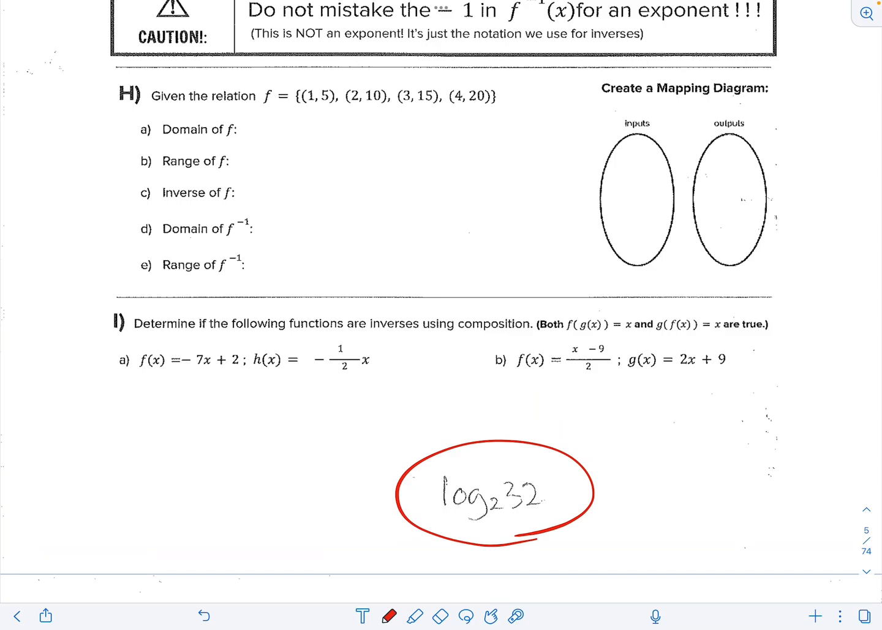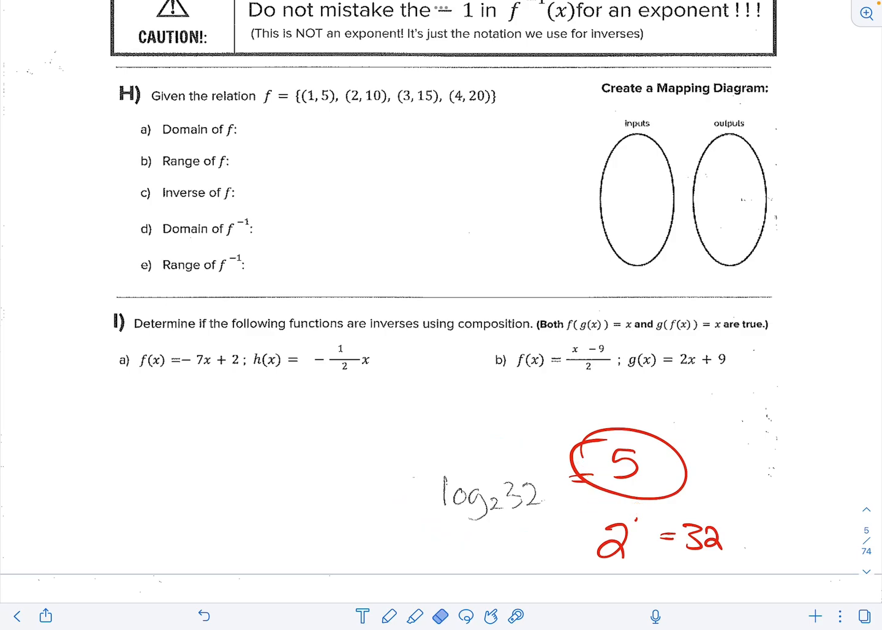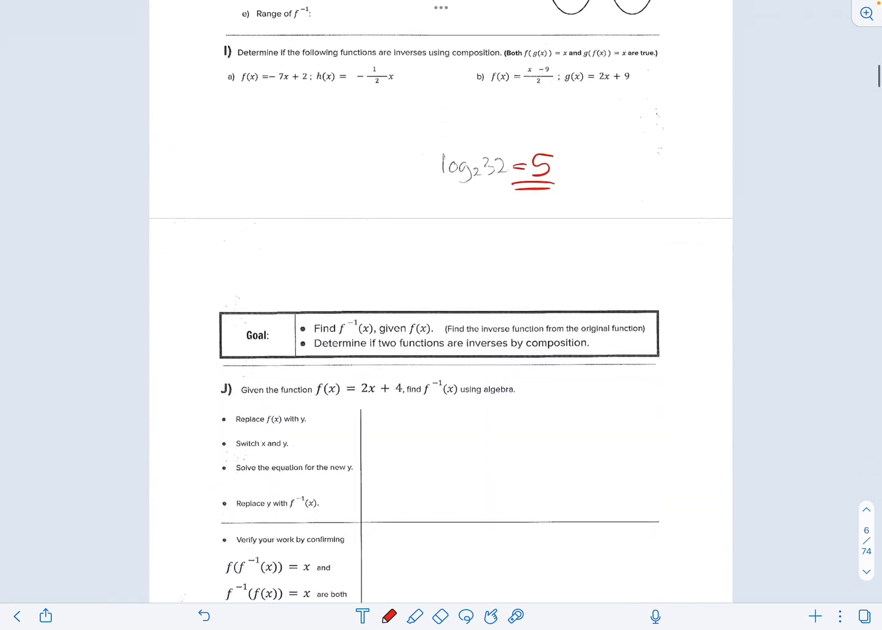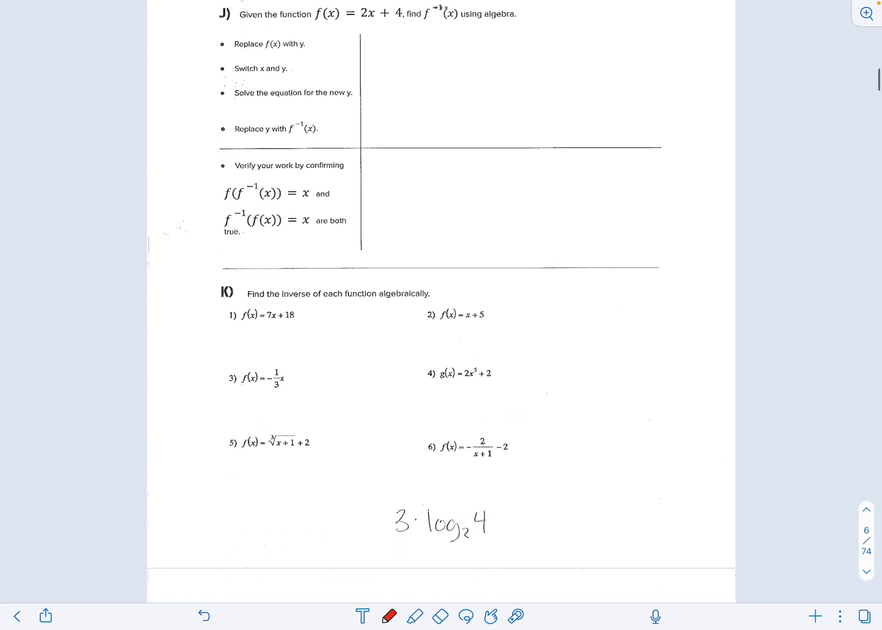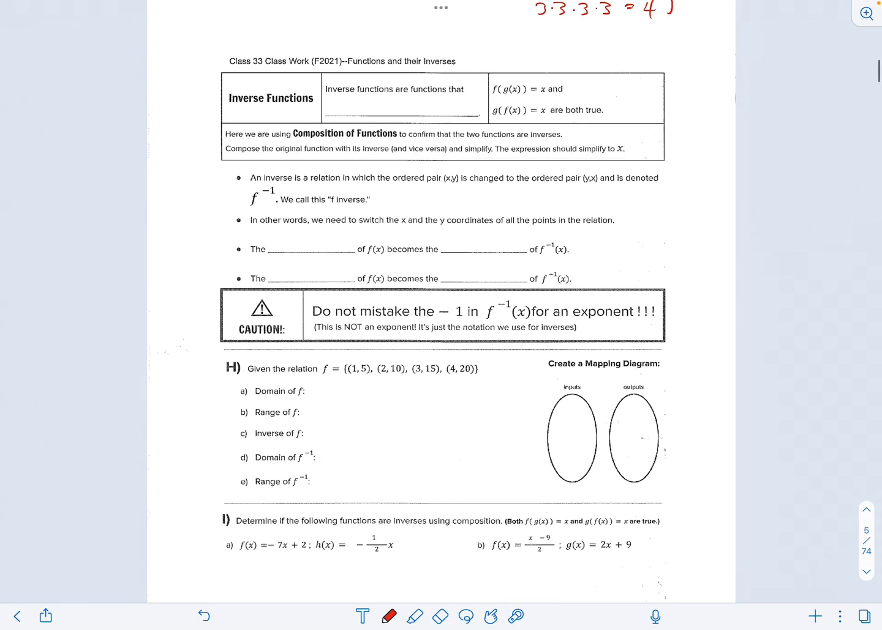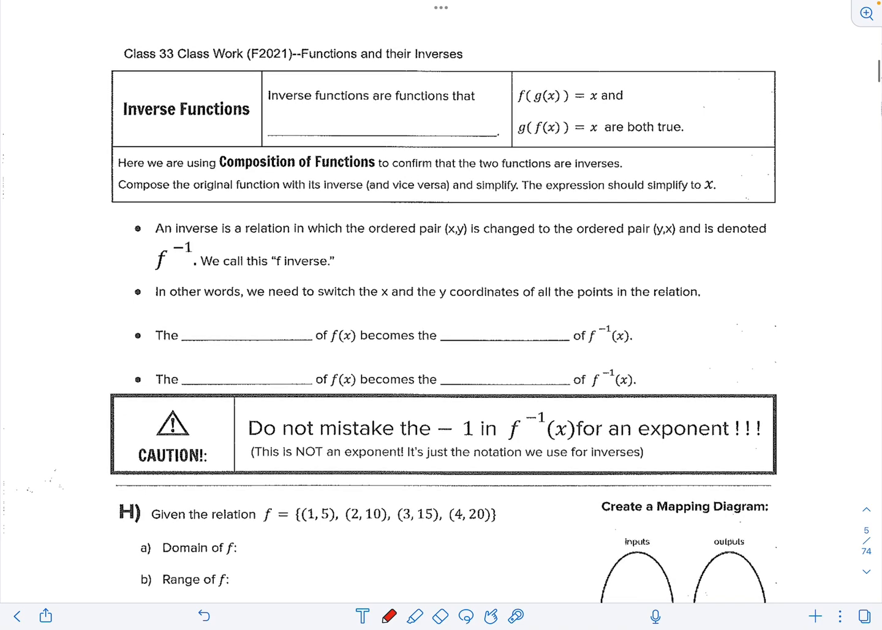So the page we're going to hover on here is the log of 32 base 2. That means what power does 2 need to be raised by to get 32? This is page 5. Let's clean this up a little bit because we're going to be working on page 5 and the next one, page 6. The objective for this one is to introduce inverse functions, how to test to see if a function is an inverse of another, and then how to find it.